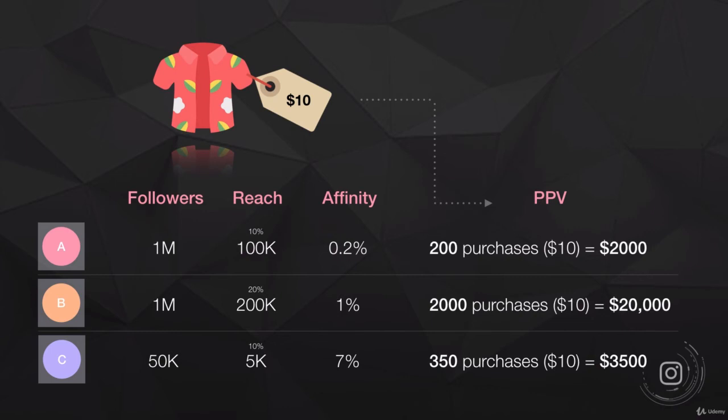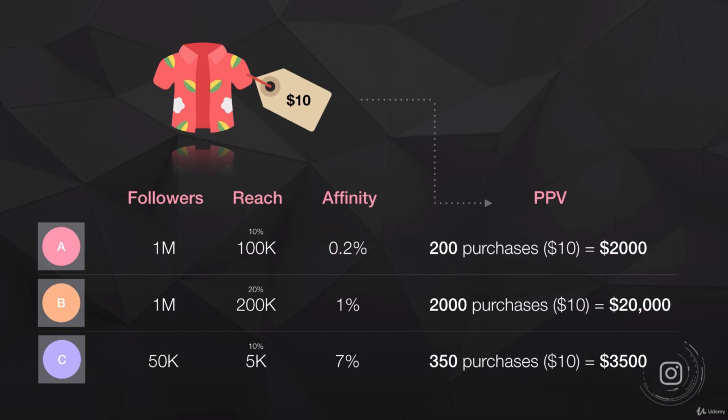means they've made 2,000 purchases, 2,000 sales at $10, which is $20,000. So they've sold 10 times more. They've made 10 times more profit by just making sure they're not just focused on followers, but also reach and affinity. And we can do this through account types, making sure your account is the right type of hybrid, and you can increase your reach and affinity using these account types.